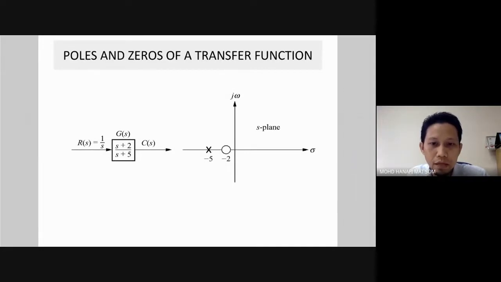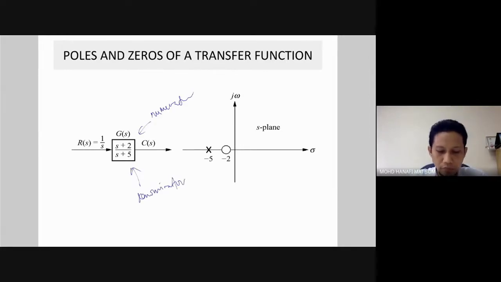The first one is to identify poles and zeros of the transfer function. Previously I have shown a few examples of transfer functions. In the transfer function you can identify the numerator and denominator. The numerator, S plus 2 over here, is called the zeros. S plus 5 over here is called the poles of the transfer function. Okay, so numerator is zeros, denominator is poles.